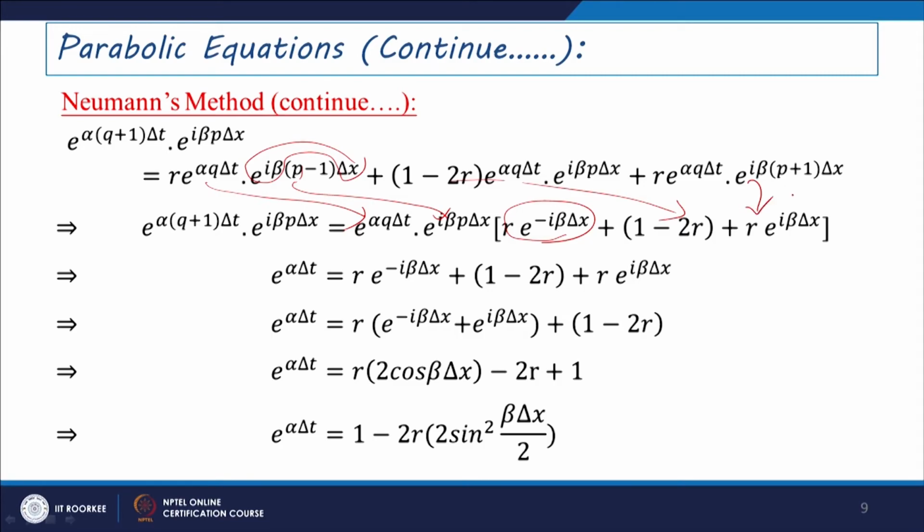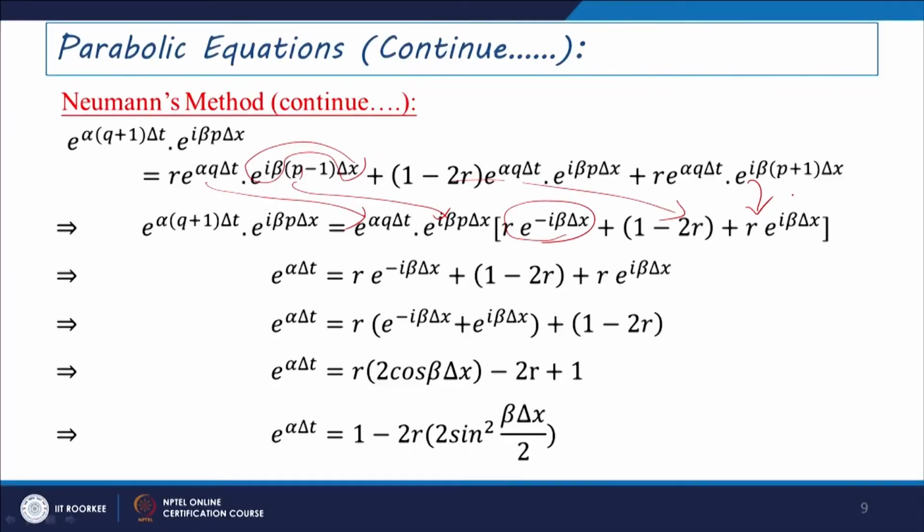If we cancel the common terms on both the right hand side and left hand side, we can write e^(αΔt) equals r e^(-iβΔx) plus (1 - 2r) plus r e^(iβΔx). Writing these two terms in a combined form, this can be written with 1 - 2r here.